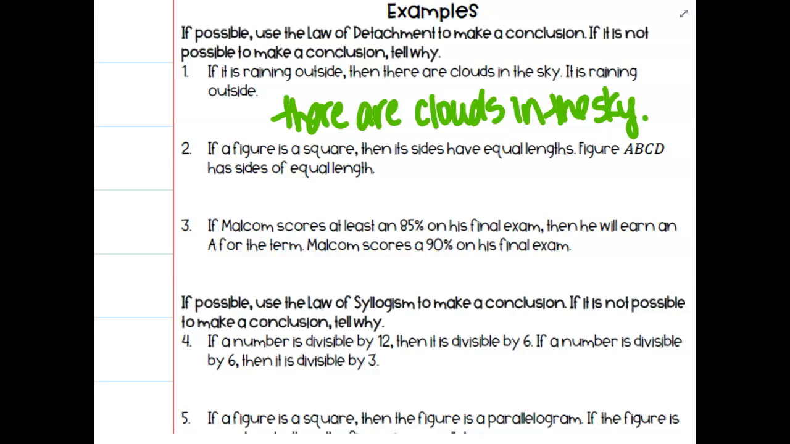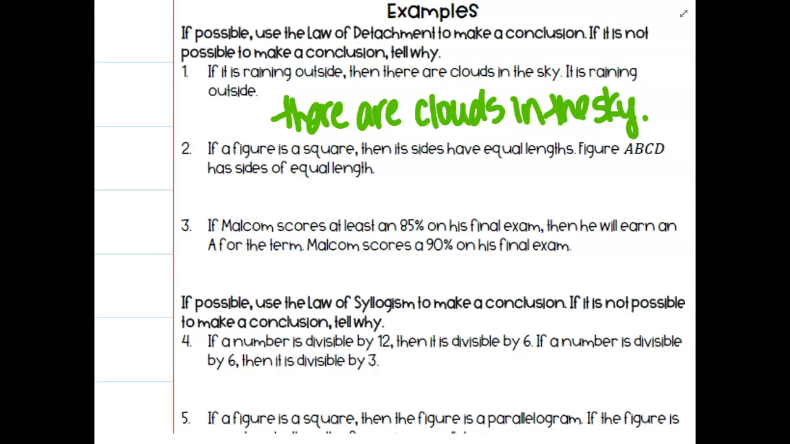Okay, number two, this is where you have to be really careful. So number two says, if a figure is a square, then its sides have equal lengths. Figure ABCD has sides of equal lengths. Remember, guys, even if you think this is reversible, it doesn't matter, okay? What they're given to me, and this actually wouldn't be true the other direction, not all of the time, the given statement has to prove that my hypothesis is true. What's the hypothesis here? A figure is a square, okay?